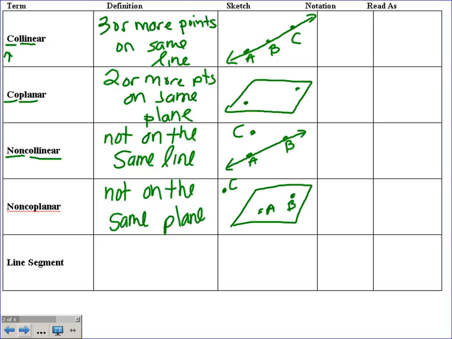Okay, let's picture that this point up here, C, is hovering above it. So there's our plane right here. We have some point that's way over here, like this point C that's way up here. So A is right here, B is right here, C is hanging out way off the plane.